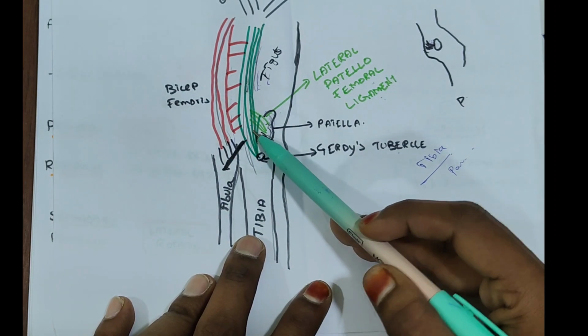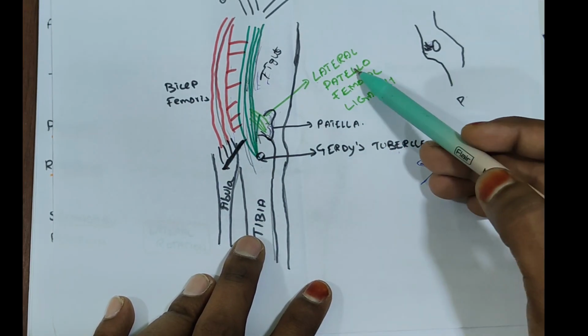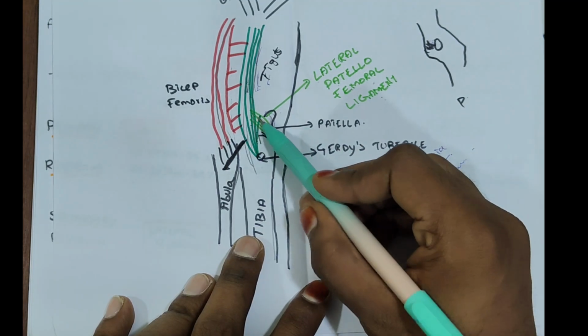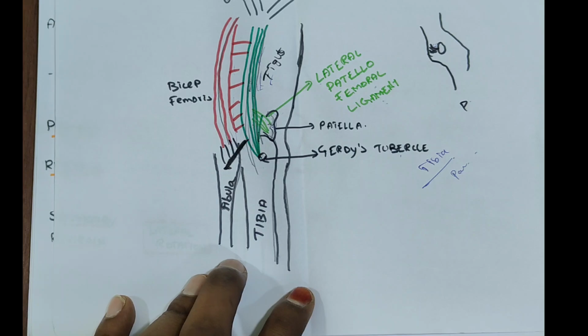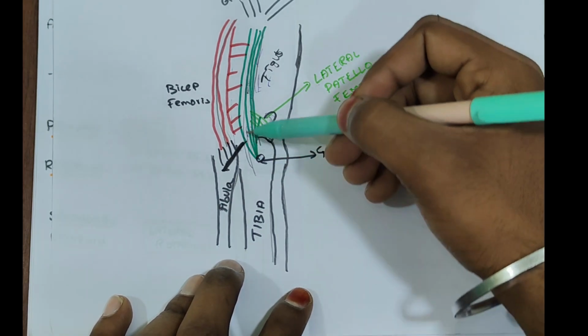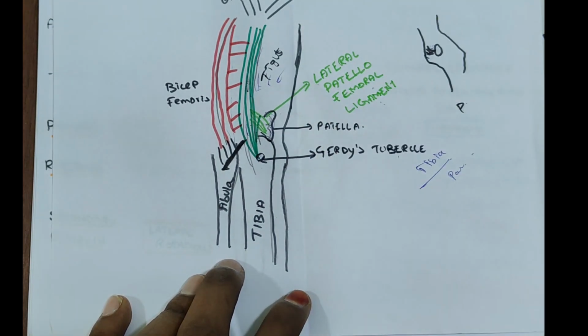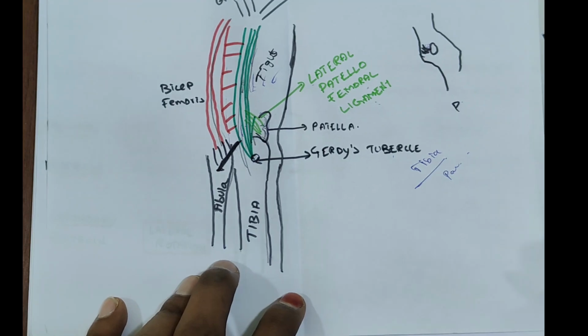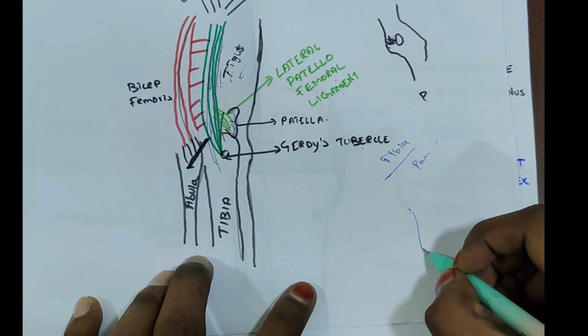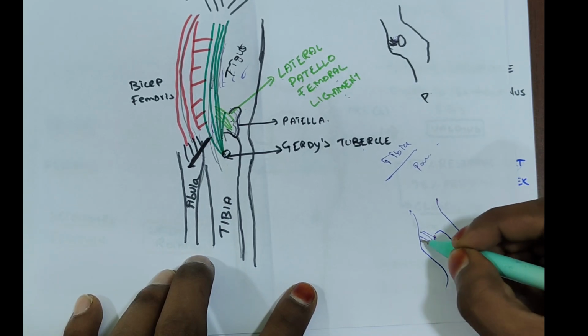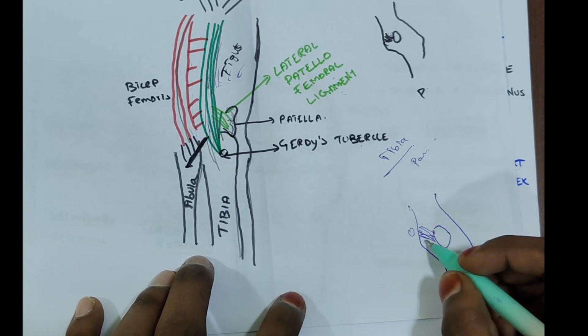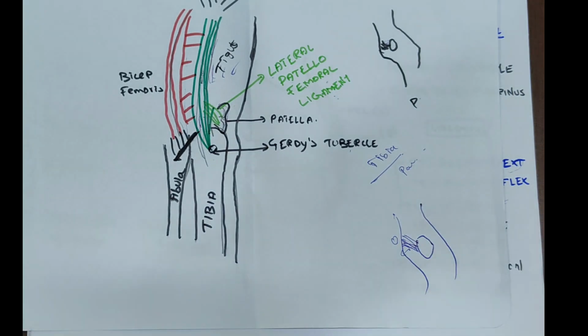Also, this IT band connects with the patella through the lateral patellofemoral ligament. If the IT band gets tightened, what will happen? The position of the patella will shift. This is the knee. This is the patella. If the IT band gets tight, this patella will shift laterally. This is known as patellar plica syndrome.